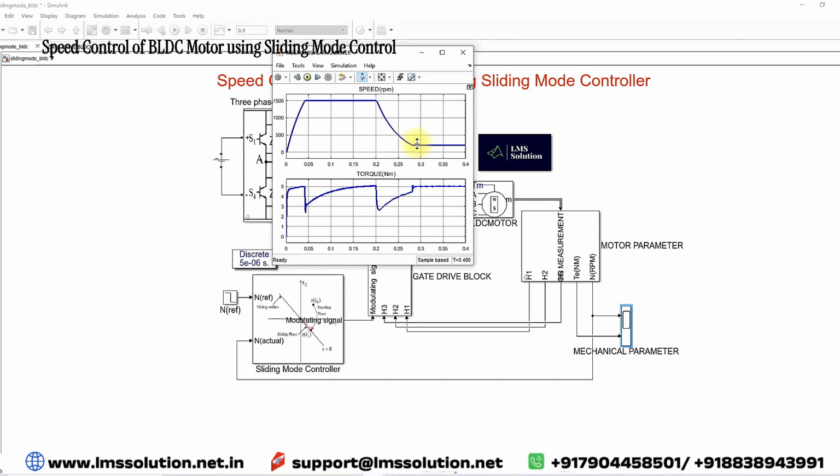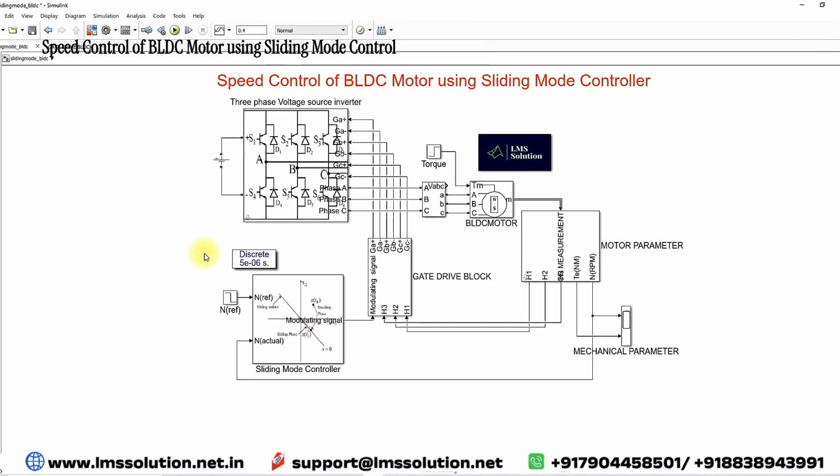And also here you can see that this is the torque of the machine during change of speed reference command, because you can see that it always maintains 5 Newton meter. During the disturbance, that is during that reference speed command, the torque of the machine is going to change in order to balance the power. After that, at some point it comes to 5 Newton meter. So this is the working of speed control of BLDC motor using sliding mode controller.